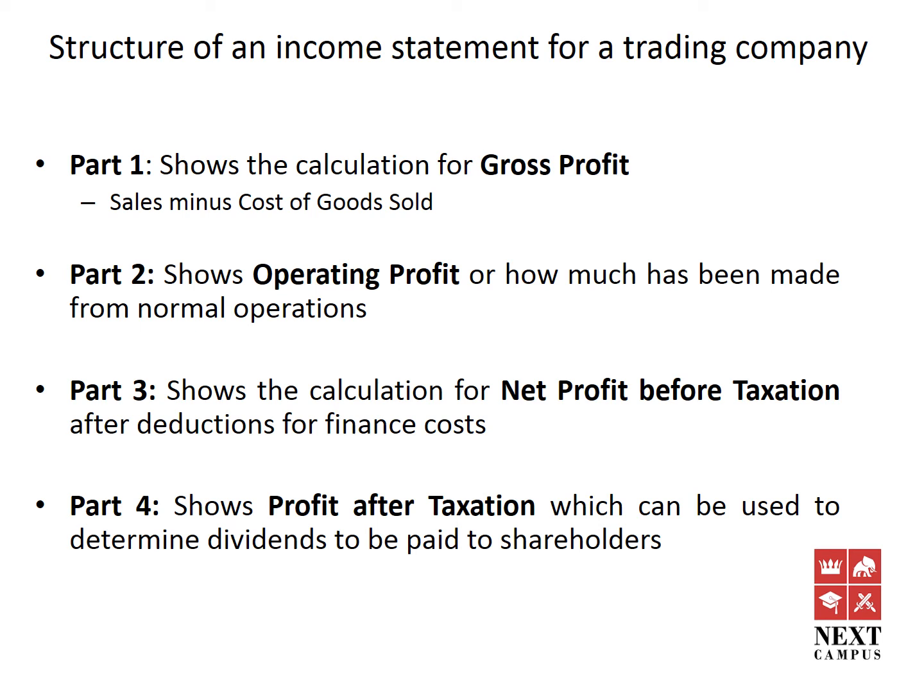So part 1 will be the calculation of gross profit by deducting cost of goods sold from the revenue, from the sales. So from the gross profit, then part 2, you deduct all the expenditure like administration expenditure, then sales related distribution expenditure, deduct all. Then you get the net profit before taxation. So from that, reduce all the tax values. So you will get the profit attributable to the shareholders.